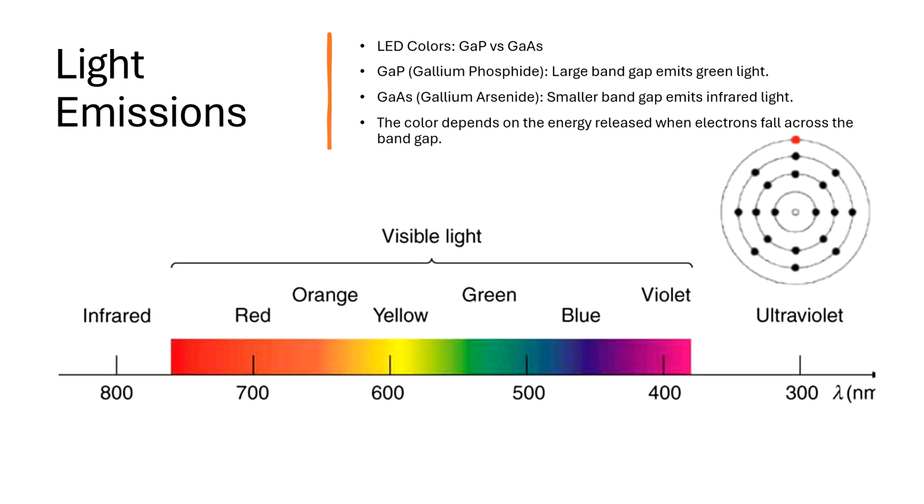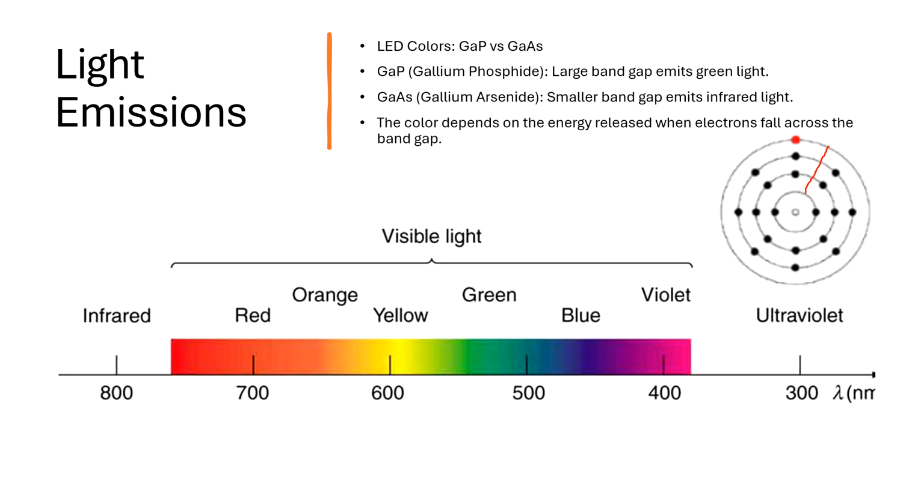On this slide, I'll be going over part 2 of topic 3, which is light emission and how LEDs work. We're going to compare gallium phosphide with gallium arsenide. Gallium phosphide has a large band gap, so it emits a green light. Gallium arsenide has a smaller band gap, and it emits an infrared light. To explain how this works, when an electron drops from a higher energy state to a lower state, it recombines with a hole and releases light.